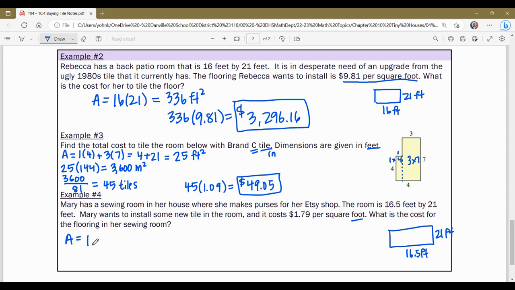So my area should be in square feet. 16.5 times 21. This gives us 346.5 square feet. My square footage is $1.79 a piece. So I'm going to take the area, 346.5, and I'm going to round it, and I'm going to multiply it by $1.79. This is going to give us a total cost of $620.24.